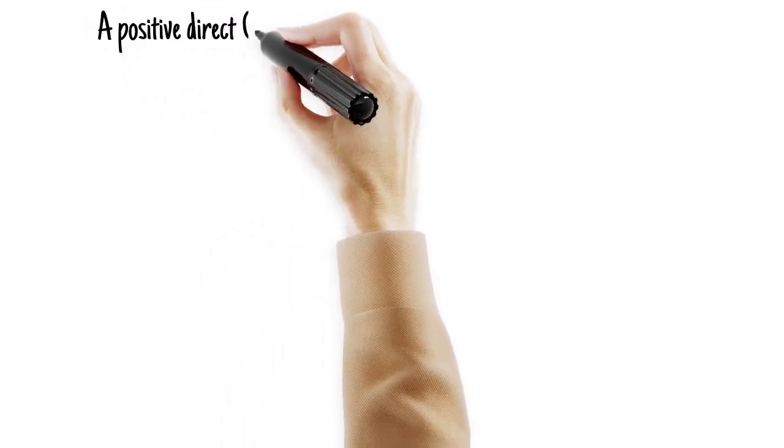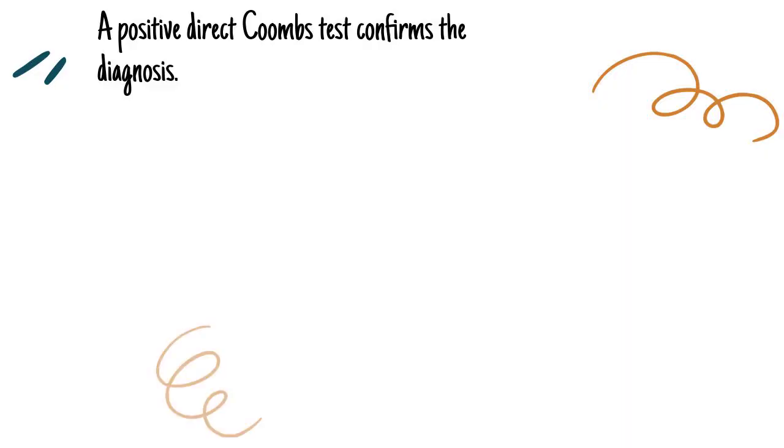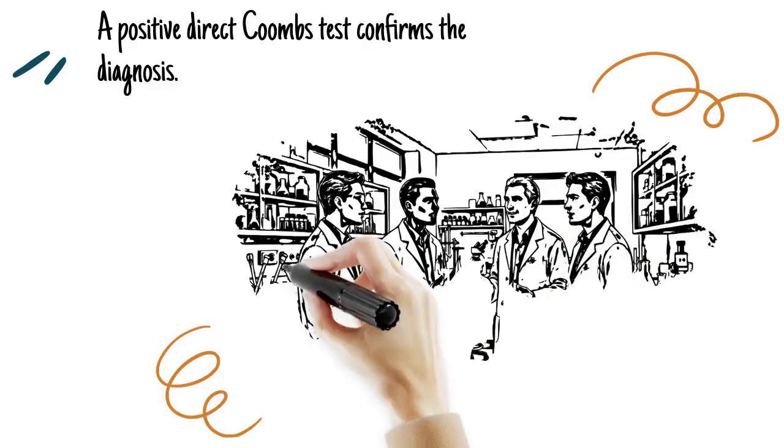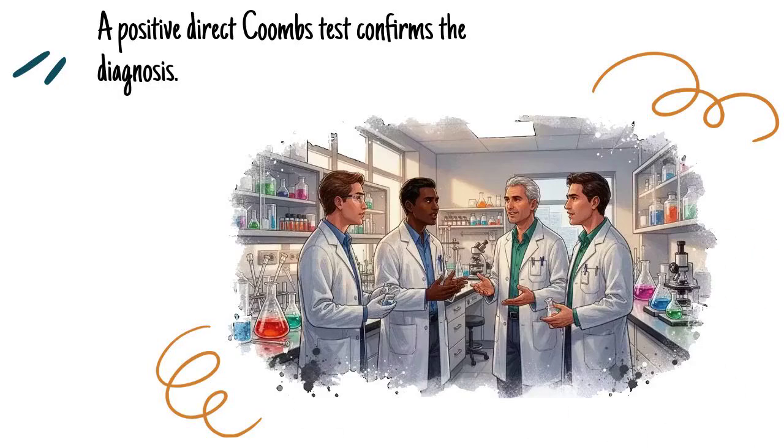The most diagnostically critical finding is a positive direct Coombs test, also known as the direct antiglobulin test, or DAT. This test detects IgG autoantibody that is bound directly to the red cell surface, confirming the immune origin of the hemolysis.